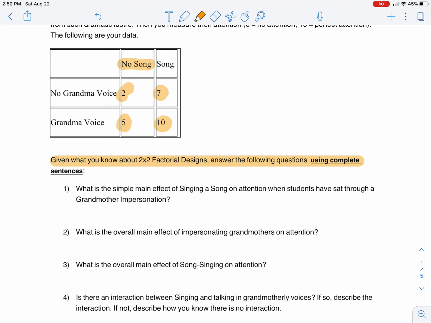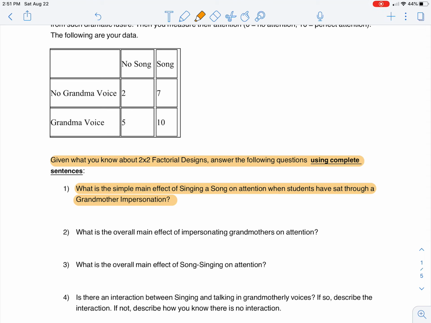So the very first question is, what is the simple main effect of singing a song on attention when students have sat through a grandmother impersonation? Okay? So I'm going to point you for this question where I want you to take a look, and then I want you to try to answer the question. You're going to do the same thing down below for the second set of questions as well.